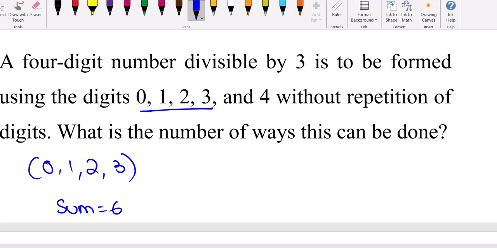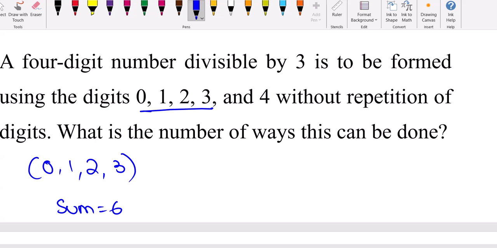0, 1, 2, 4, is it? Sum of digits what? 0, 1, 2, 4. Sum of digits 7. Waste. Right. So 0, 1, 2, 4 combination gone. Next 0, 1, 3, 4. Sum of digits 8. Waste. With 0, 1 all completed.